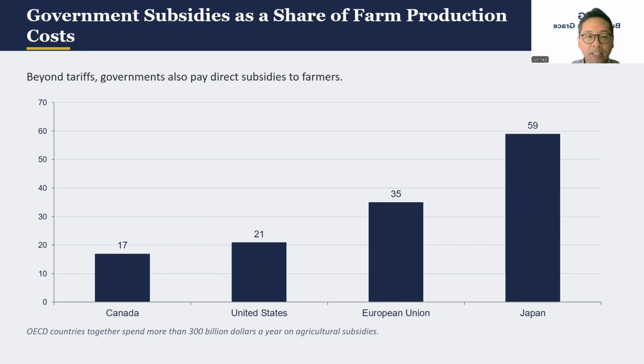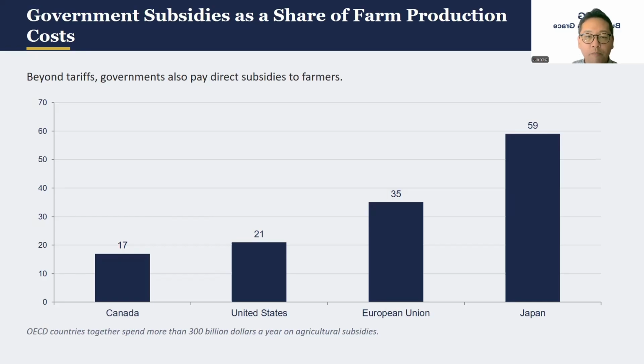Farm subsidies add up to more than $300 billion every single year. $300 billion. This is a massive amount of money. It shows that agriculture is treated very differently from most other industries in the global economy. If almost 59% of a Japanese farmer's production cost is paid by government subsidies, that farmer is only partly operating in a normal competitive market.